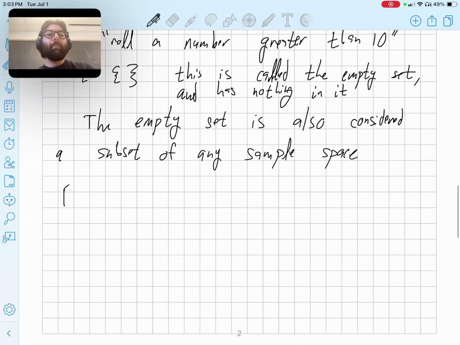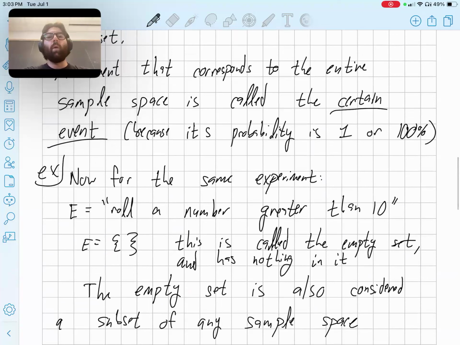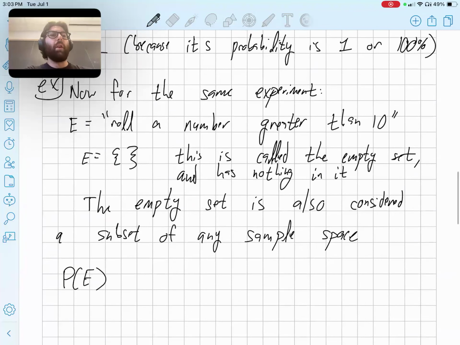And so what's the probability of this event occurring? Well, you might say it's impossible, right? If I'm rolling a 6-sided die with numbers 1 through 6, it is impossible for me to roll a number greater than 10. Well, it's going to be the size of E over the size of S. The size of E, well, there's nothing in E. There are 0 things in E, so its size is 0. The size of S is 6. 0 over 6 is 0 or 0%.